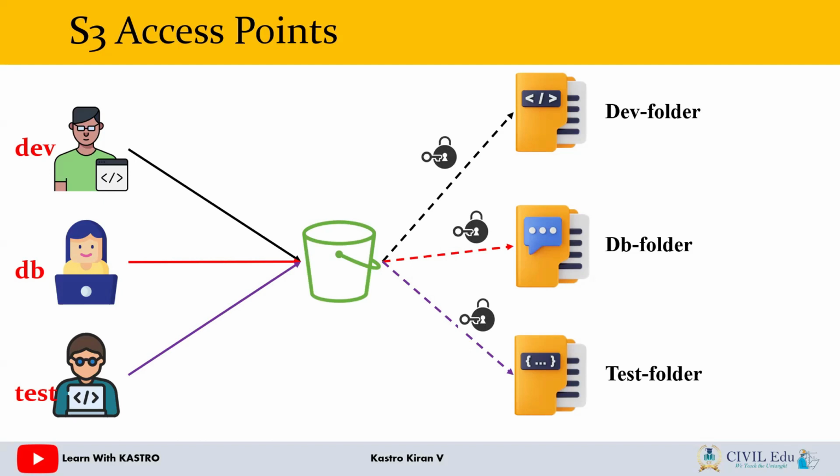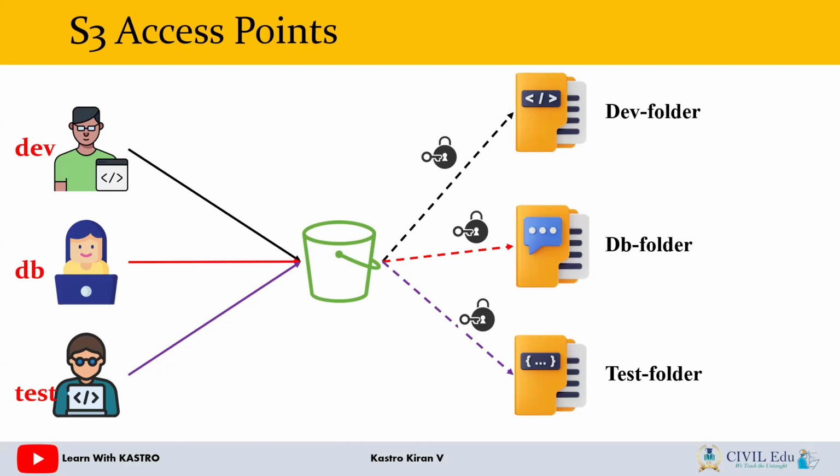Bucket accessing is very common here. All the teams should be able to access the bucket. But specifically, what they should be able to access in the bucket is only their team's belonging details, or their team's belonging objects or files. So the development team should access only the dev folder, the database team should access only the database folder, and the testing team should access only the test folder. Now, to make this kind of scenario, we are going to take the help of the S3 access points concept.